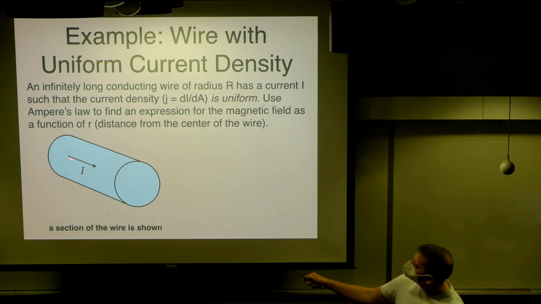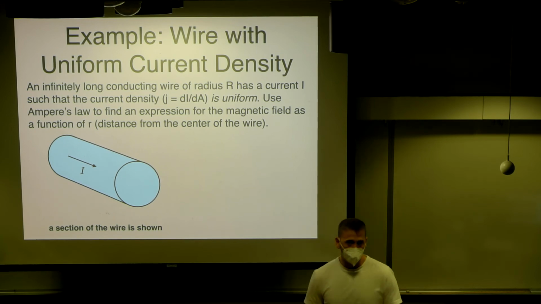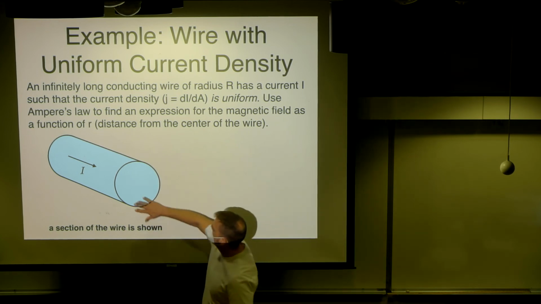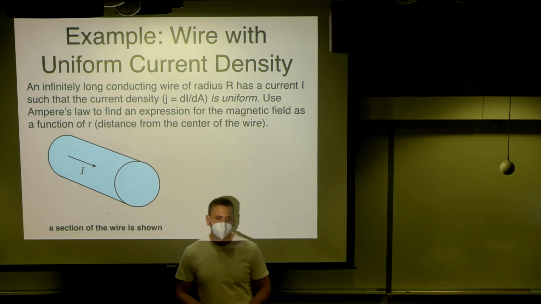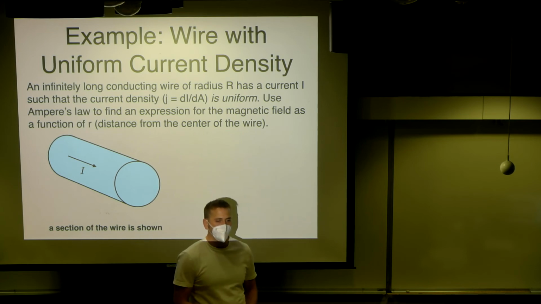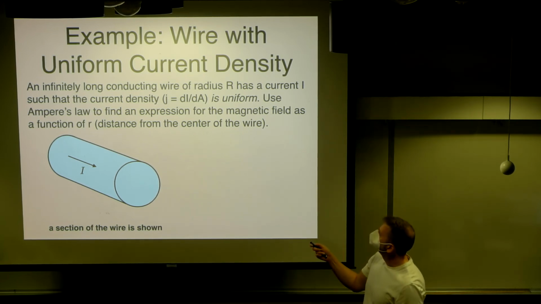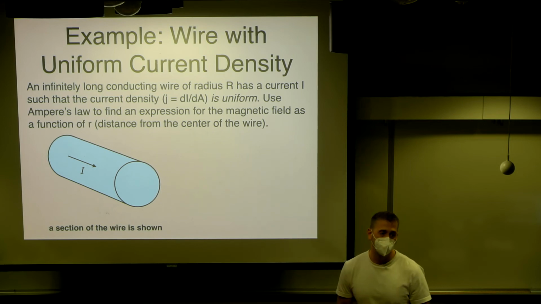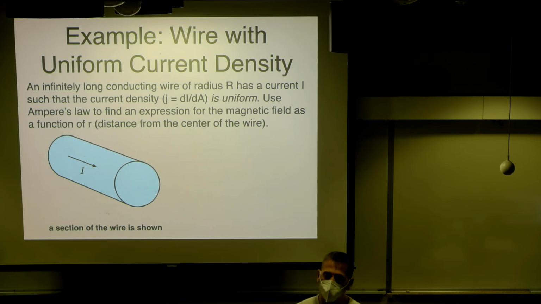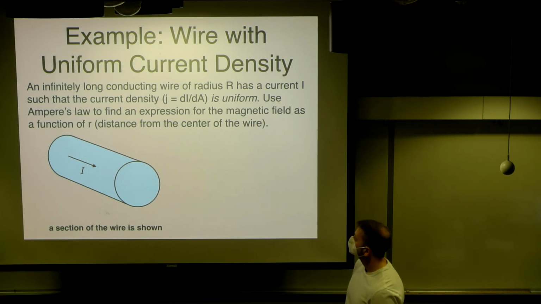It is carrying a total current of I, but the thing is that current is spread out over the cross-sectional area of the wire. In other words, it has a current density, which we'll assume here to be uniform. You guys remember current density? That's coming back. Current density is current per unit area flowing through a cross-section of the wire. We're assuming that that current density is uniform.